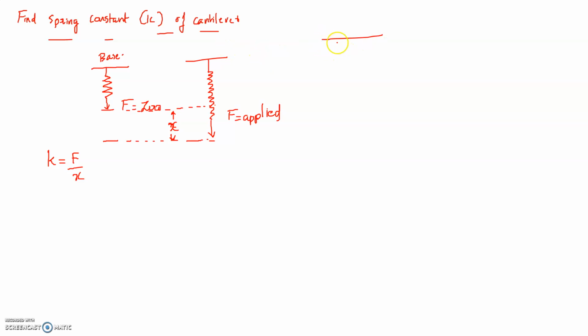Suppose you have two springs attached together in a parallel shape. Spring 1 and spring 2 are connected in parallel, and a single force F is applied. The spring constant of the first spring is marked as K1, and the spring constant of the second is marked as K2. The equivalent spring constant, if they are connected in parallel, will be K equals K1 plus K2. So this is one case, when the springs are connected in parallel.